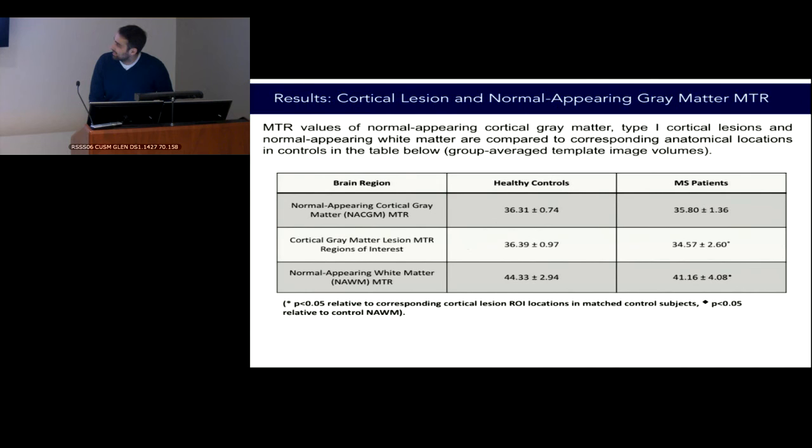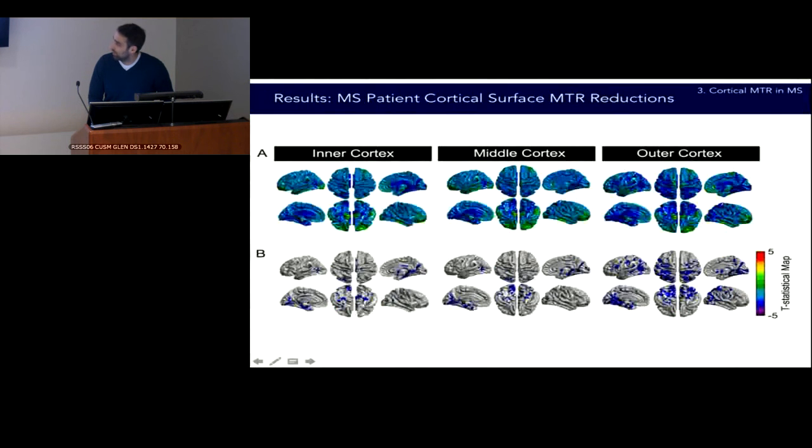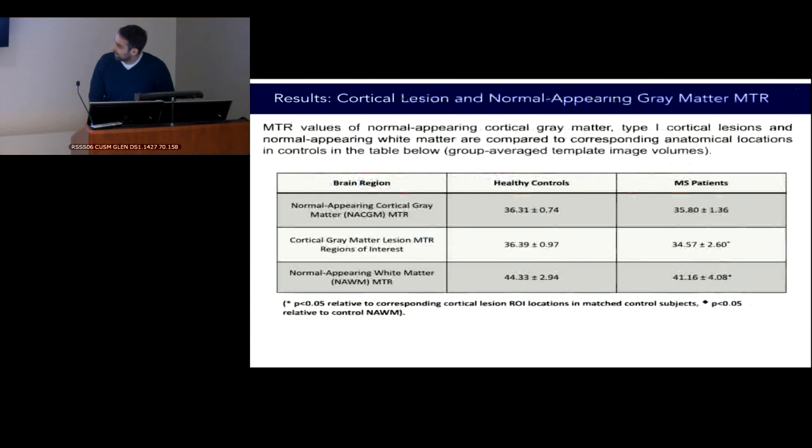Interestingly, in many cases, the regions where punctate cortical lesions identifiable based on T2 were located were not co-localized with this type of diffuse pathology. I haven't shown it here, but there were some cases where they overlapped. It's interesting that they mostly don't co-localize. As expected, in the ROIs for the cortical lesions, the MTR is reduced.